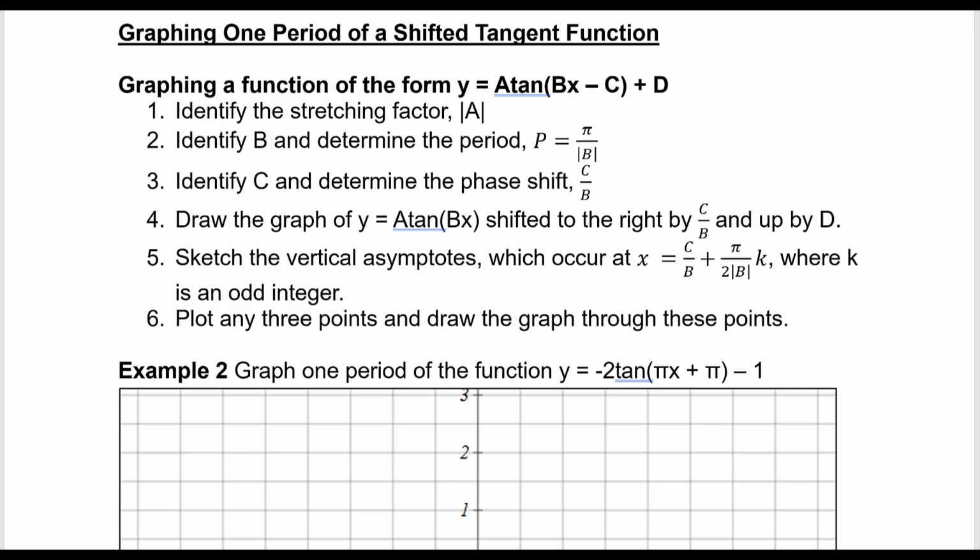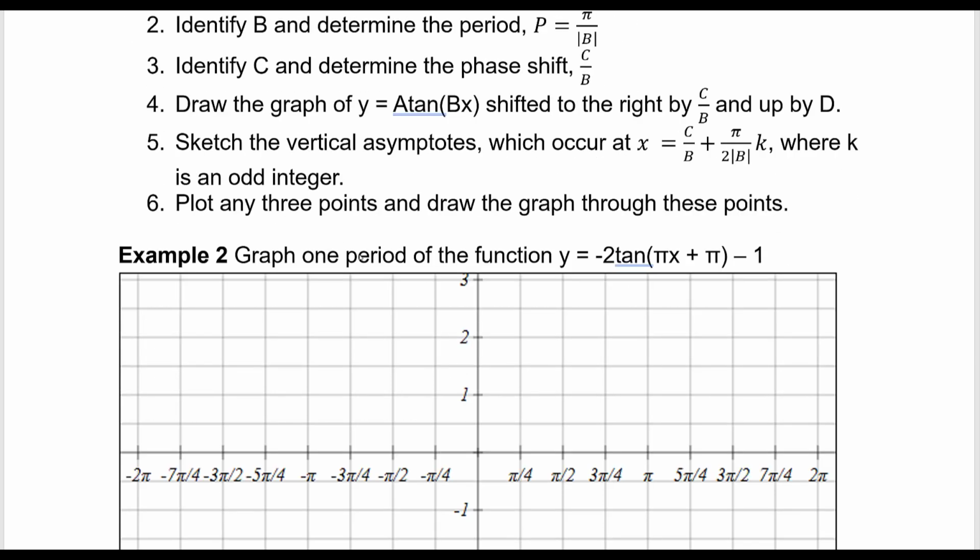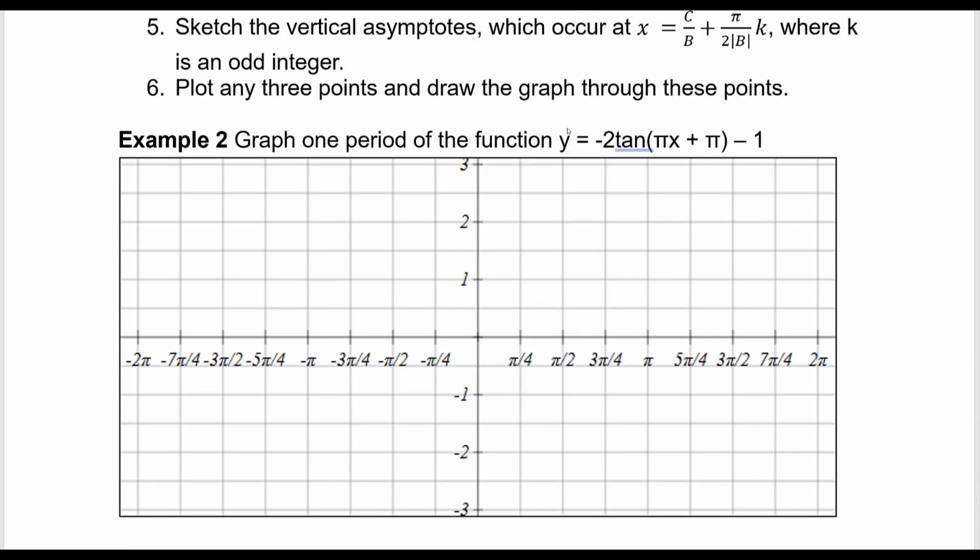Identify c and determine the phase shift. The phase shift is c over b. Draw the graph of y equals a tangent of bx, shifted to the right by c over b and up by d. If d is negative, it goes down. If c is negative, it'll go to the left. Sketch the vertical asymptotes, which occur at c over b plus pi over 2 absolute value b times k, where k is an integer, and plot any 3 points and draw the graph.